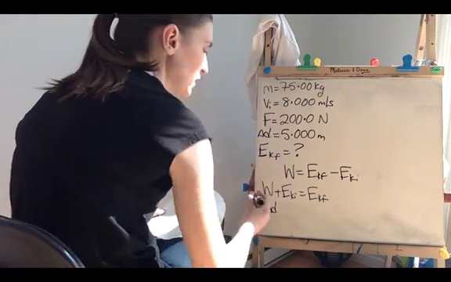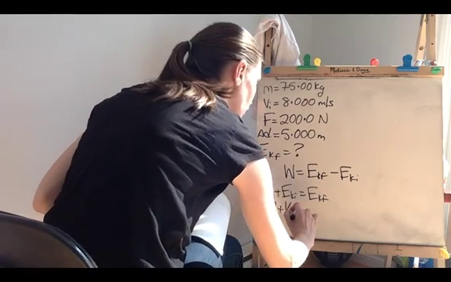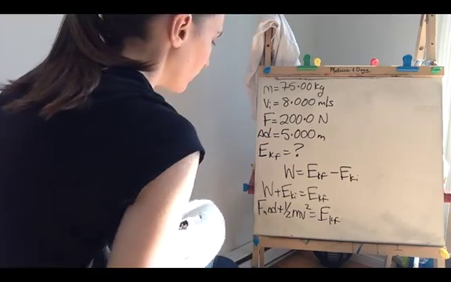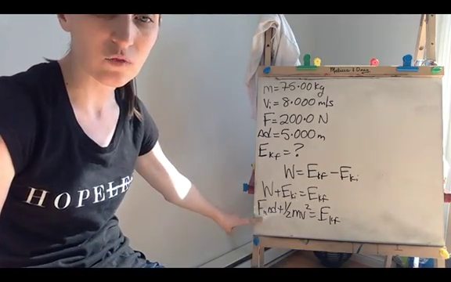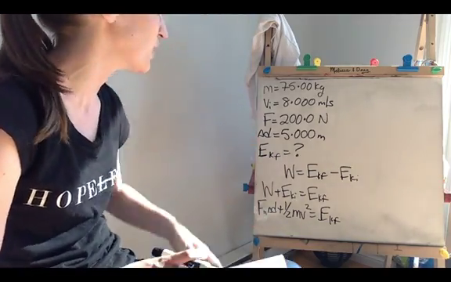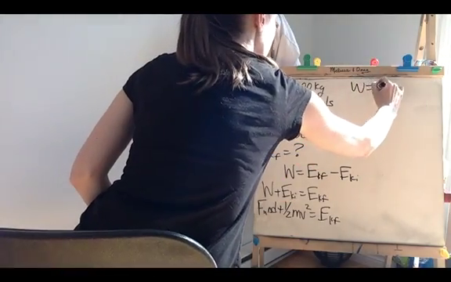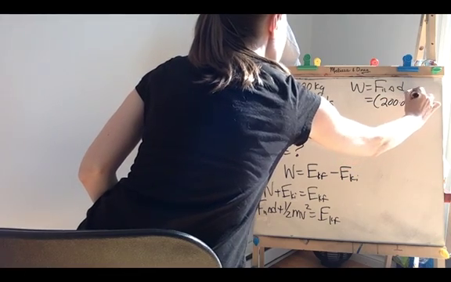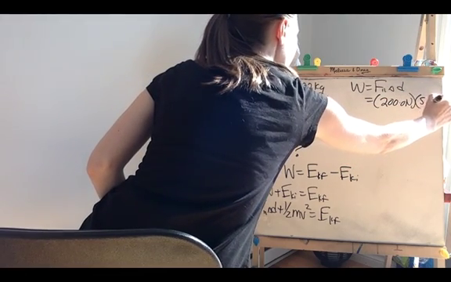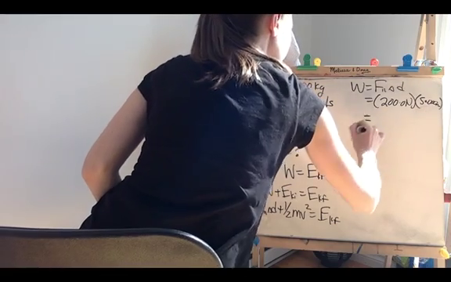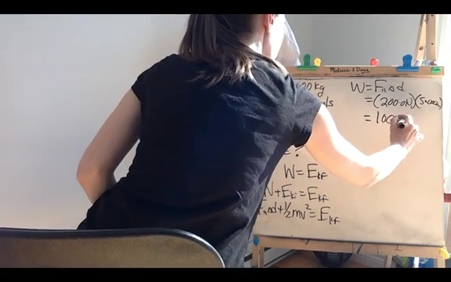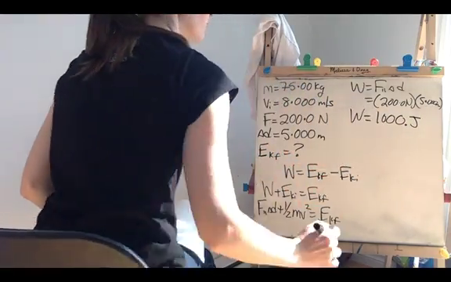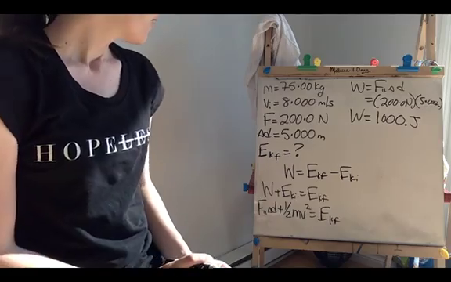And how would we find EKI? Well, that's kinetic energy, so 1/2 times mass times velocity squared. We can do a side calculation here: force times displacement. We have both of those pieces of information. So our work is just going to equal our 200 newtons multiplied by our 5 meters, and that gives us 1,000 joules of work being done.